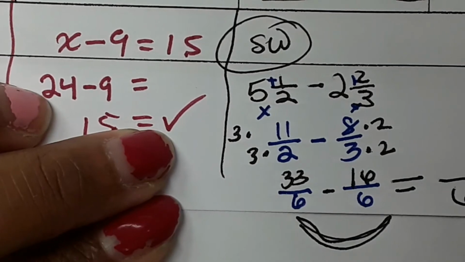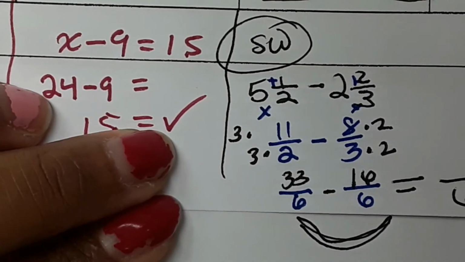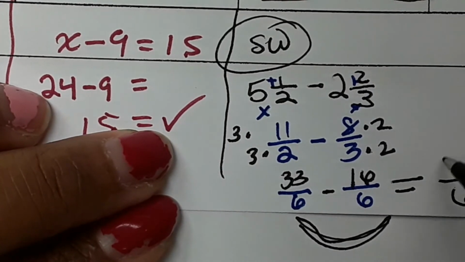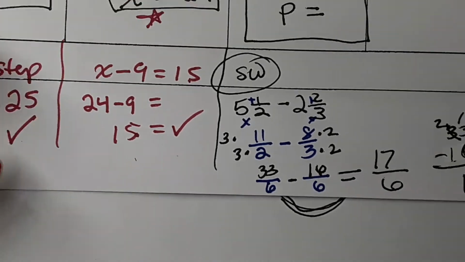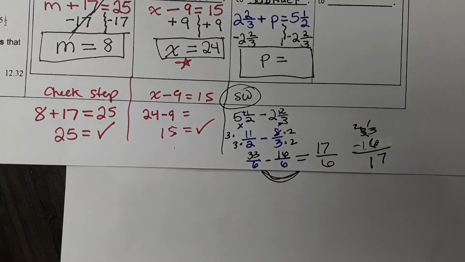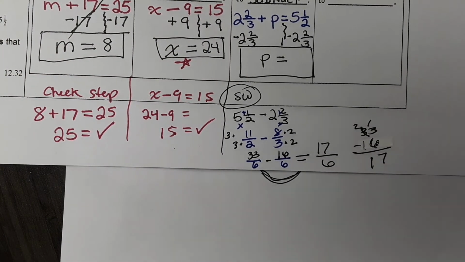33 minus 16, so I'm going to regroup. That's a 2, that's a 13. 13 minus 6 is 7. 2 minus 1 is 1, and we get 17/6. And you're like, woo, that's my answer. Sweet. Oh man, I did all that work and you couldn't even see it. Oh, let me go back. Well, I subtracted. We get 17/6.